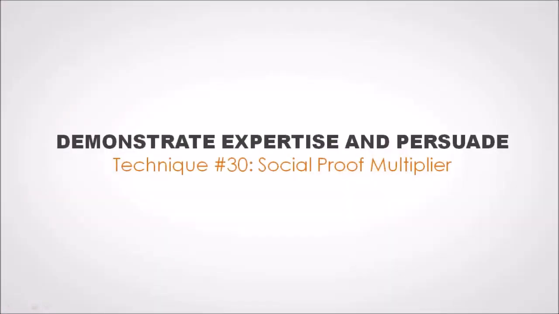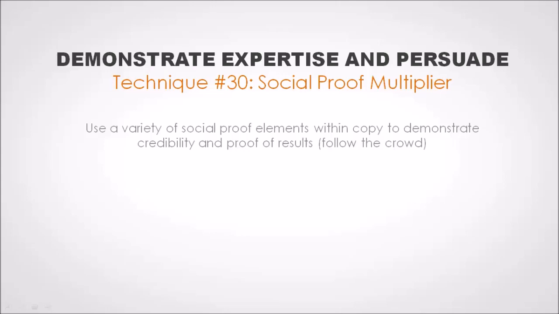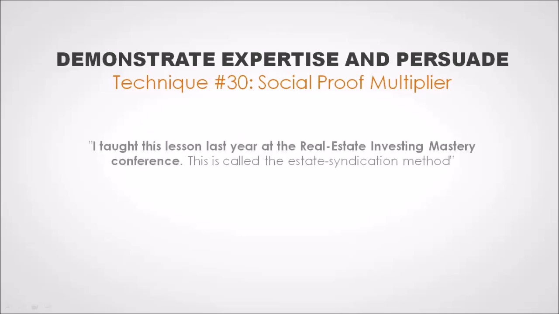Now, this next set of techniques is going to help you become more persuasive, which increases the chances of your customers taking on your offer. Technique 30, Social Proof Multiplier. Use a variety of social proof elements within your copy to demonstrate credibility and proof of results. Here's an example. I taught this lesson last year at the Real Estate Investing Mastery Conference. This is called the estate syndication method.